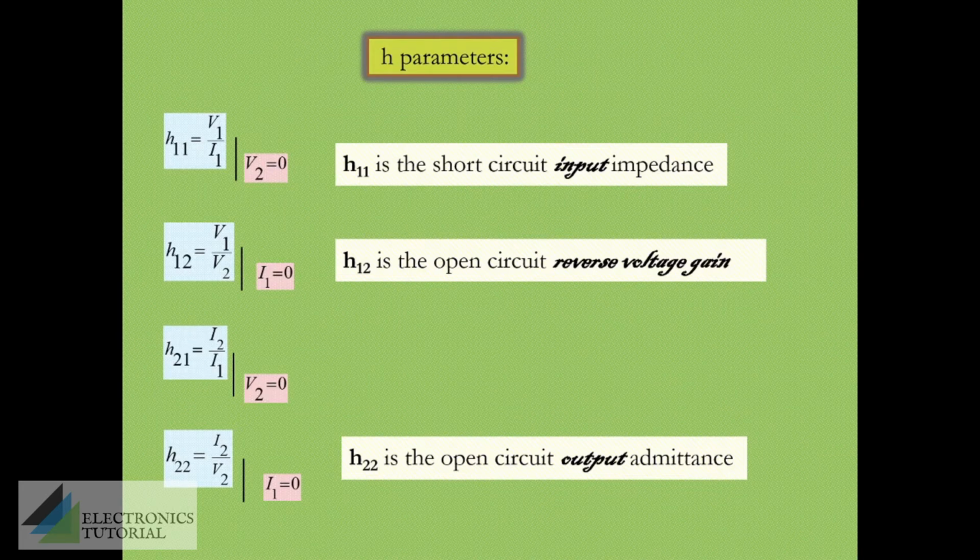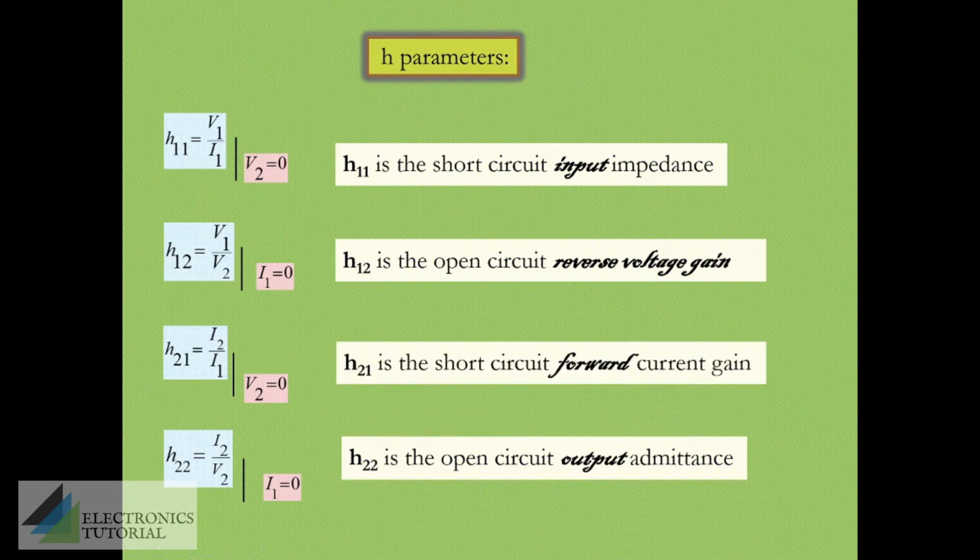And the last term, H21. H21 is a current ratio and the direction is seen from output to input. So it is having a forward direction. It is obtained by short circuiting the output port. So we'll term it as short circuit forward current gain.